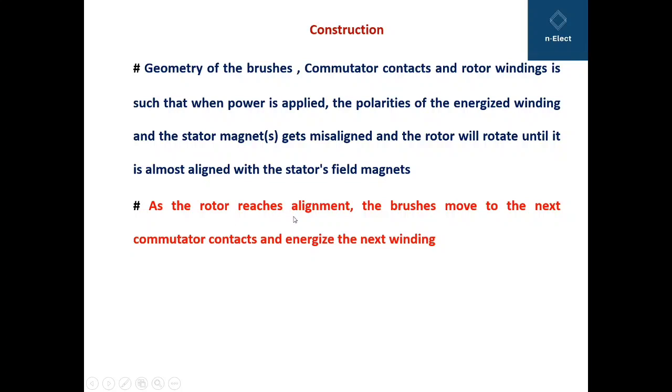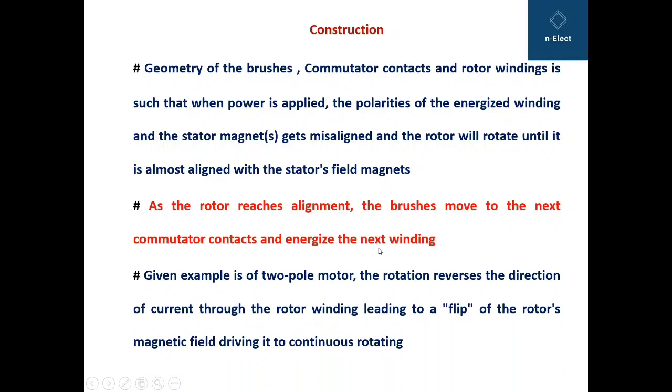As the rotor reaches alignment, the brushes move to the next commutator contacts and re-energize the next winding, and the process goes on continuously. The given example is of a two pole motor because we have used here two strong magnets. The rotation reverses the direction of current through the rotor winding, leading to a flip of the rotor's magnetic field, driving it to continuous rotation.